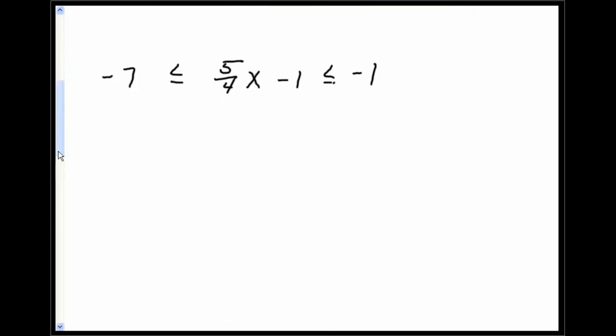Now this next example involves a fraction. Don't panic. You still have your three parts. And we're going to begin by adding 1 to each part of the compound inequality. So we'll have negative 6 is less than or equal to 5/4 x is less than or equal to 0. 0 is a number. Don't drop it off.